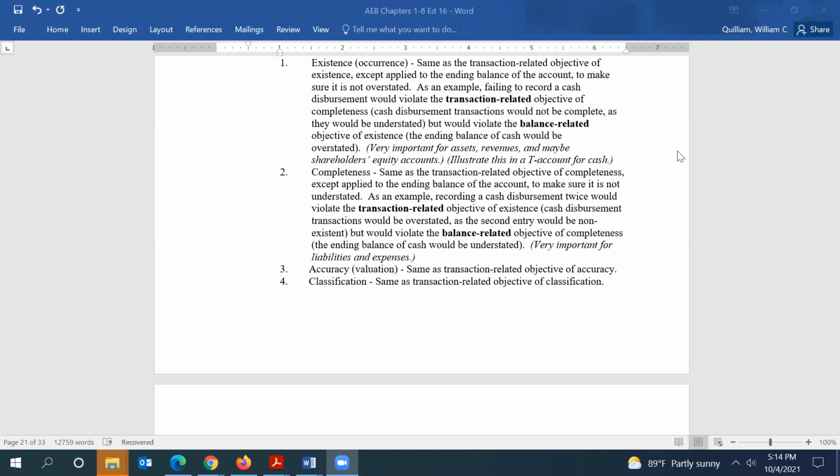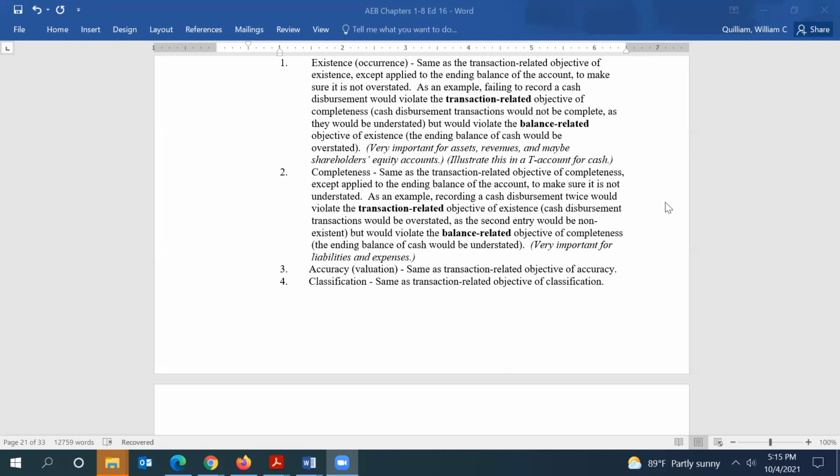Well, our next objective is completeness. So same as a transaction related objective, completeness, except again applied to the ending balance of the account to make sure it is not understated. As an example, recording a cash disbursement twice would violate the transaction related objective of occurrence. Cash disbursement transactions would be overstated, so the second entry would be non-existent. It would violate the balance related objective of completeness because the ending balance of cash would be understated.